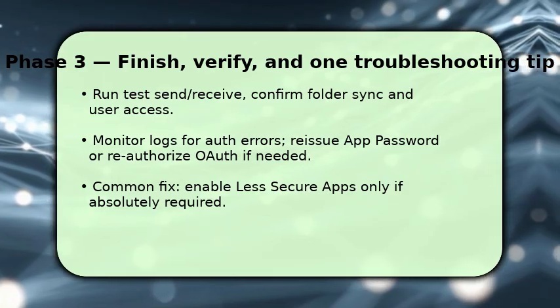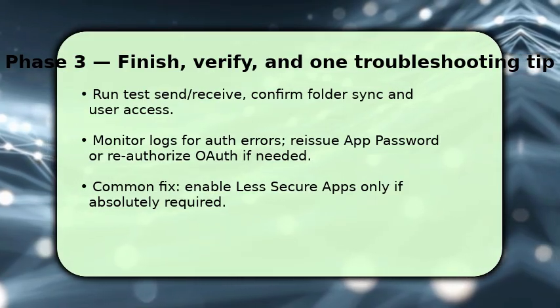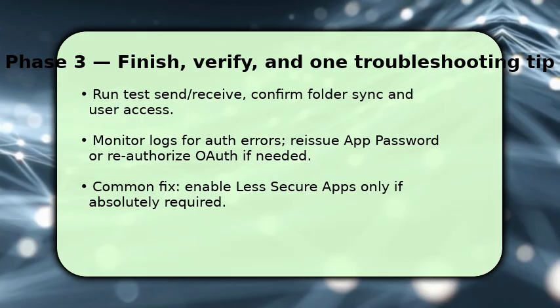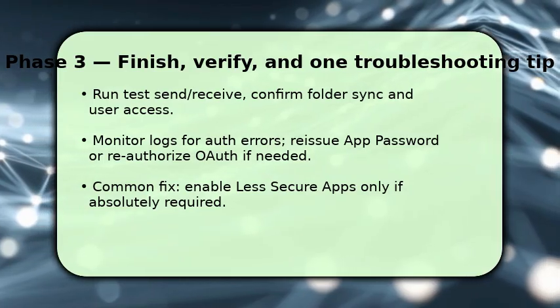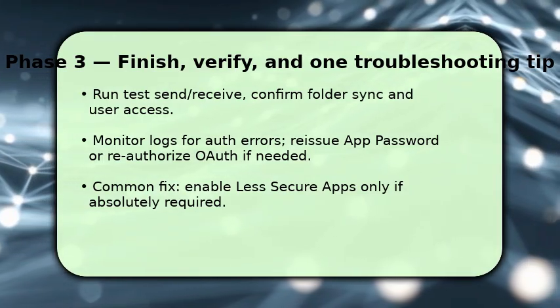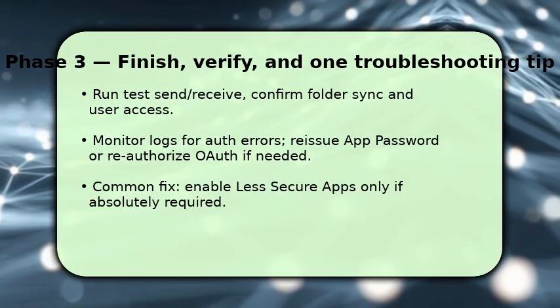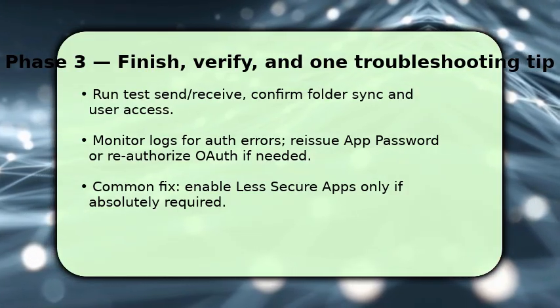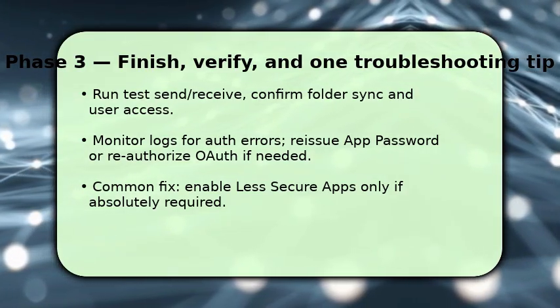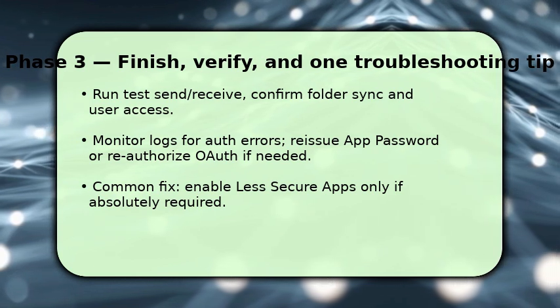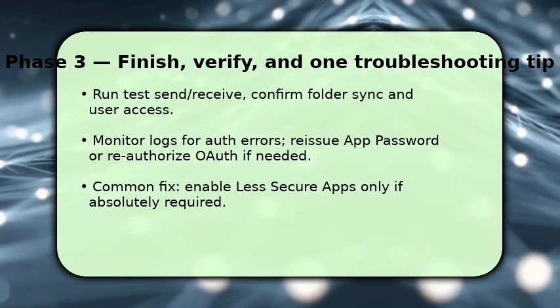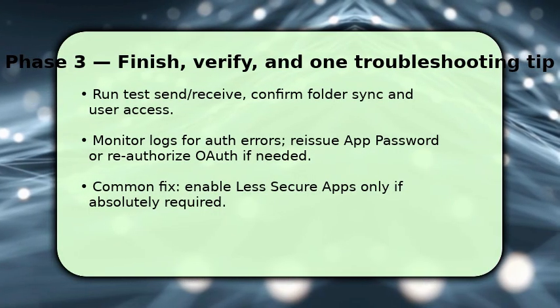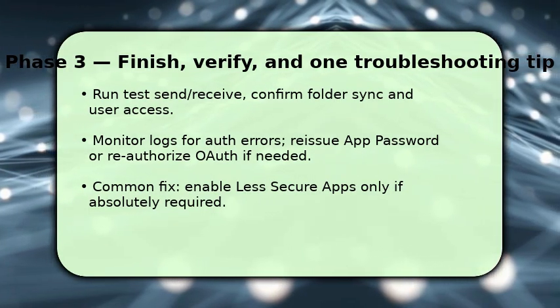Once tests pass, monitor DLS logs for any authentication or connection errors. These reveal whether tokens expired or app passwords were rejected. If you see auth failures, reauthorize via OAuth or regenerate the app password and update DLS. One key troubleshooting tip: avoid enabling less secure apps. Use OAuth or app passwords to maintain security and keep integration stable.